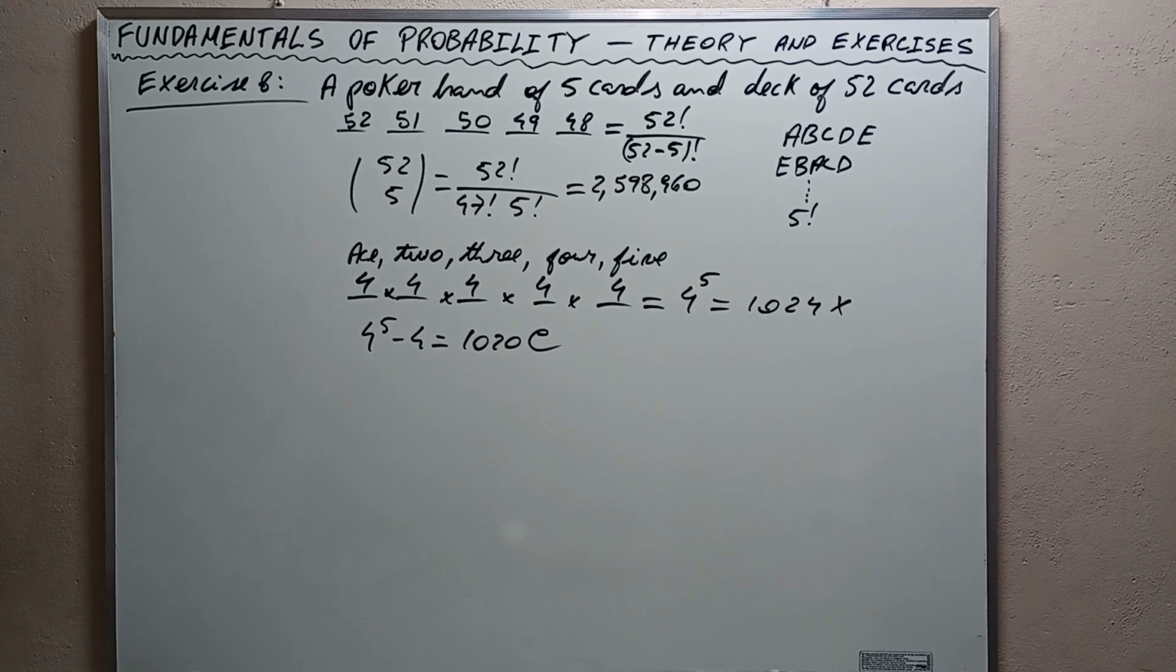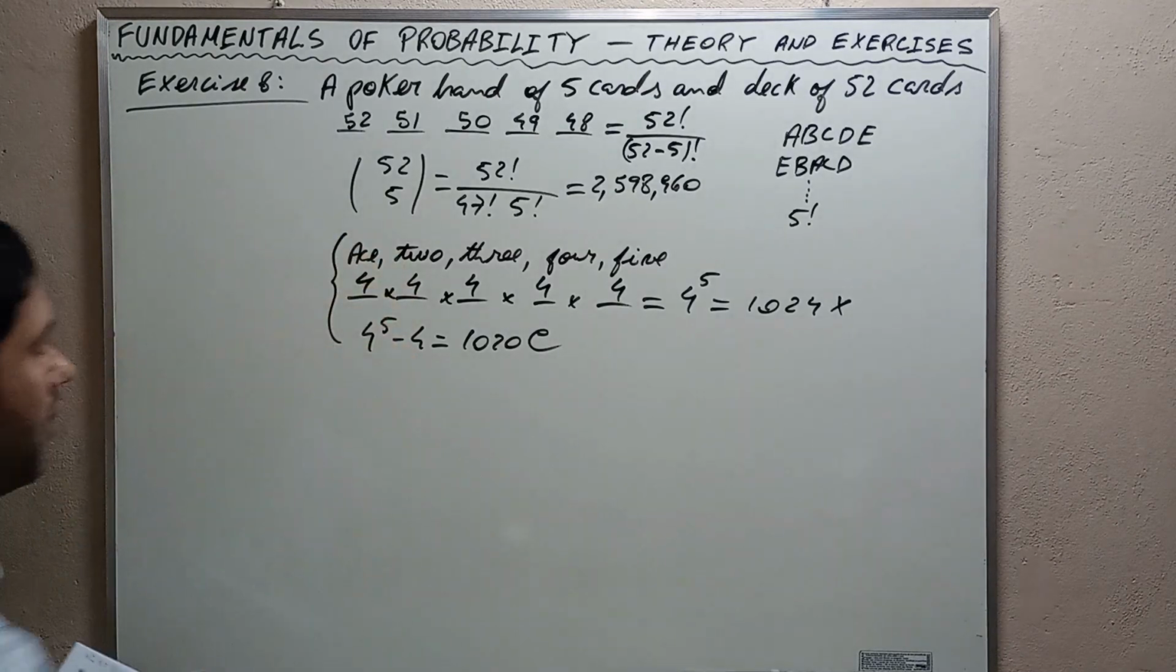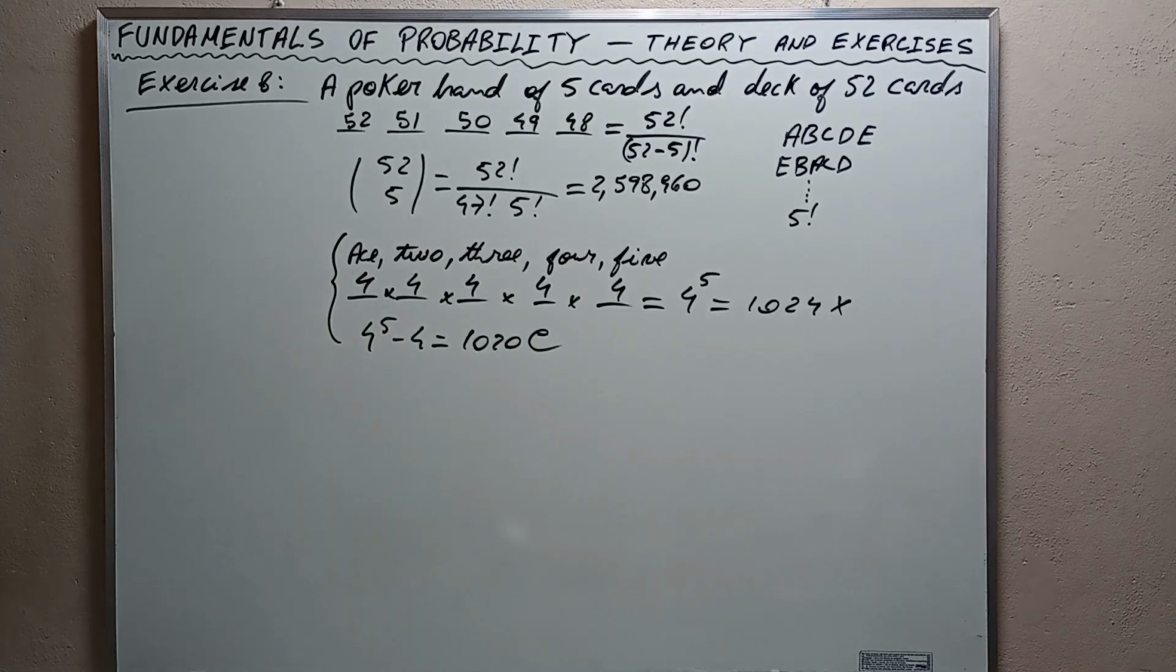All right, and we have then 1020 hands that make up a straight of the form ace, 2, 3, 4, and 5. Okay? Similarly, so we have already discussed this. Now let's discuss other possibilities of straights.